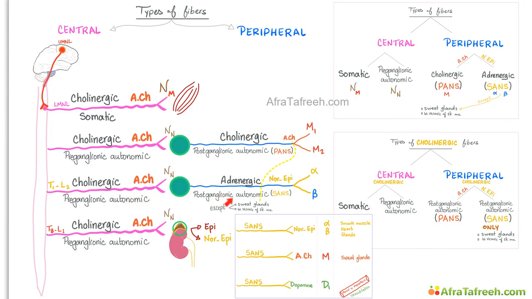How about preganglionic sympathetic? They still secrete acetylcholine, therefore they are cholinergic. Receptor N sub N on the ganglion, then postganglionic sympathetic secretes norepinephrine on alpha and beta receptors.